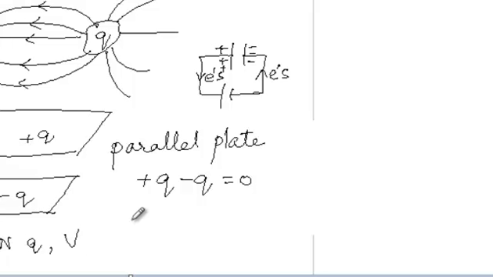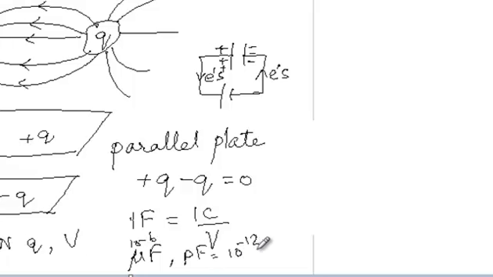Now the SI unit for capacitance is farad, and 1 farad is equal to 1 coulomb per volt. But farad is an extremely large unit. So generally you will find the capacitances mentioned in microfarad or picofarad. Microfarad is 10 to the power minus 6 and pico is 10 to the power minus 12 farad.